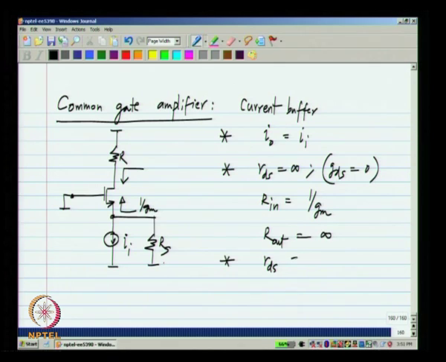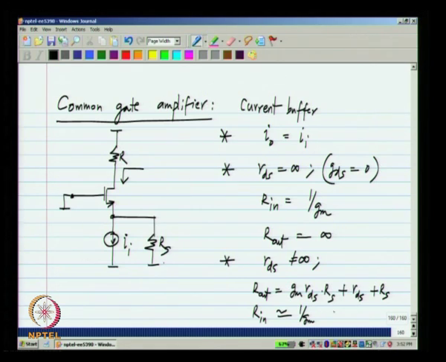Now, when RDS is not equal to infinity, R out will be Gm RDS Rs plus RDS plus Rs. This is something that you know from basic circuit analysis. Okay. Now, what will be Rin? Rin is still approximately equal to 1 by Gm, but this is true as long as R is of the same order of RDS. Okay.